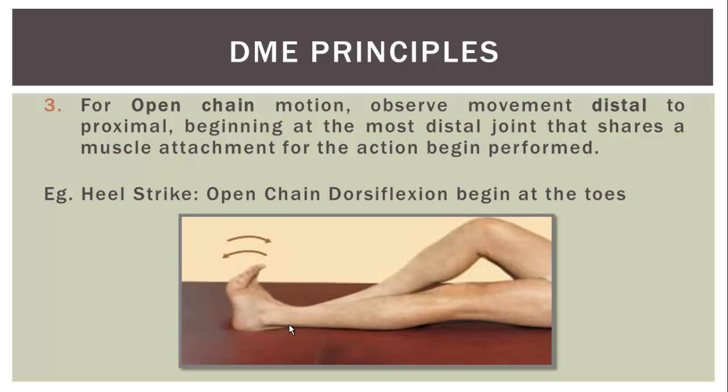So in this picture, we're looking at open chain dorsiflexion, and the motion is occurring typically, we believe, at the ankle. And what we see is that there are muscles or structures of the toes that also cross the ankle. So we will begin our observation at the toes. And when we look at this individual, what we will see is that the toes really have no problem moving toward dorsiflexion. In fact, they are compensating for the motion.